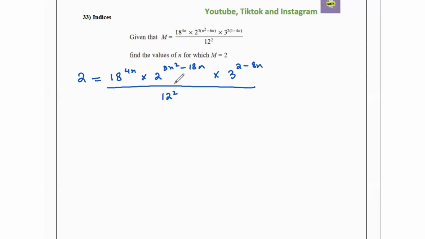12 squared is 144. Let's multiply that with the 2 over here. So 2 times 144. I'm going to split the 18 into 2 times 9, whole power 4n. The reason why I'm splitting into 2 times 9 is because I want all of the exponents with the base of 2 or 3, not anything else. So we have to change 18 into a base of 2 and 3. This remains as it is right now.